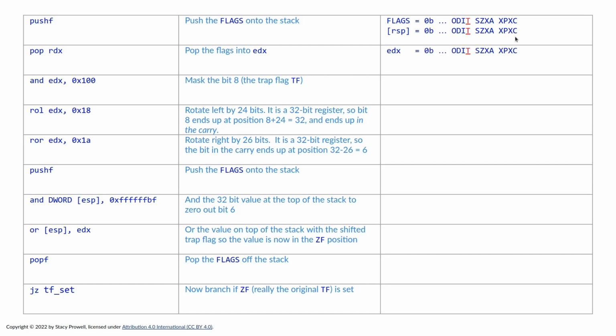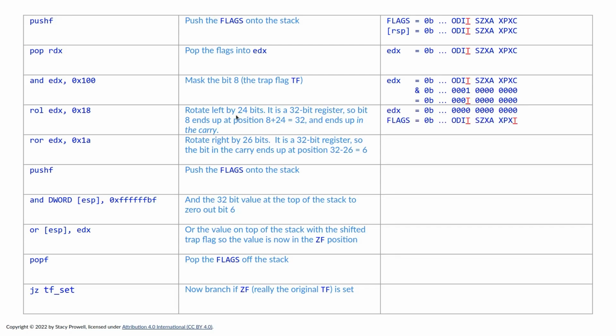Then we pop the flags into EDX, and EDX holds the flag values. We AND EDX with bit 8, and this masks off the trap flag. At this point, I could just check to see if it's 0, but I might trip one of the little pattern matchers. And so they keep going.